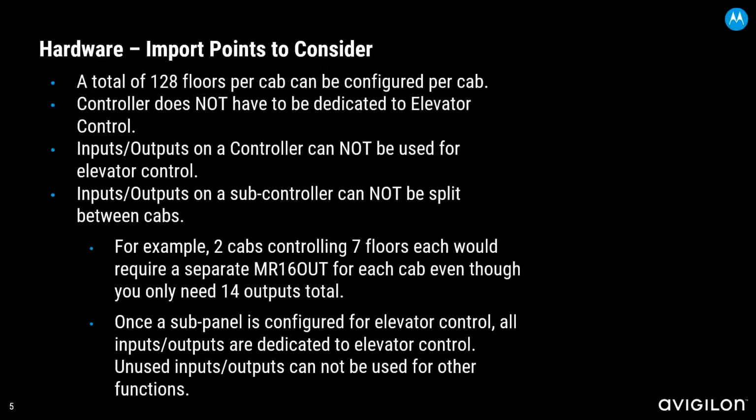Since you can't use the controller inputs and outputs, you have to use a subcontroller. But even when you do that, each subcontroller you dedicate to elevator control can only be used with one elevator cab. So here's an example, and this one catches a lot of people off guard. If you had 2 elevator cabs controlling 7 floors each, now that's only 14 inputs. Logically, you would think, oh, I only need 1 MR16 out. However, that will not work because subcontrollers have to be dedicated to one cab. So in that scenario, you would need 2 MR16 outs, 1 for each cab.